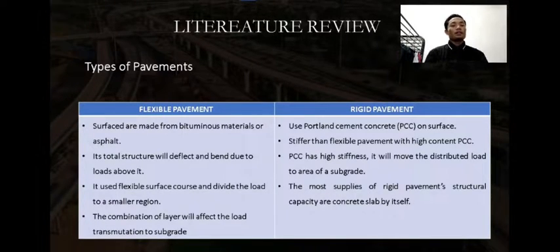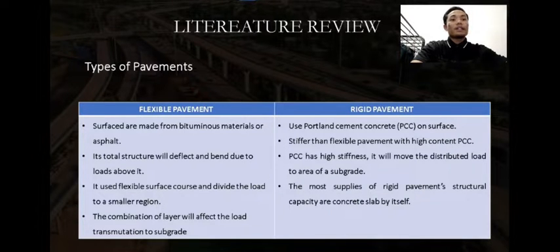I would like to explain about the literature review. There are two types of pavement: first, flexible pavement, and second, rigid pavement. Flexible pavement has a surface made from bitumen material or asphalt. Its total structure will deflect due to the load above it. Third, it uses a flexible surface course and divides the load into smaller parts. And the last, the combination of layers will affect the load transmission to the subgrade.